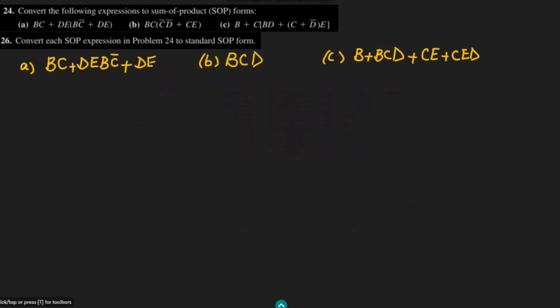So today we are going to solve question 26 of our book. Here we have previously solved question 24, and in question 26 we are asked to convert each of the SOP expressions to standard SOP form. These are the answers which we got from question number 24, which we have previously solved. I will also put the link of it with this video. So this is part A, this is B, this is C. Here I have to convert each of them into the standard SOP form.